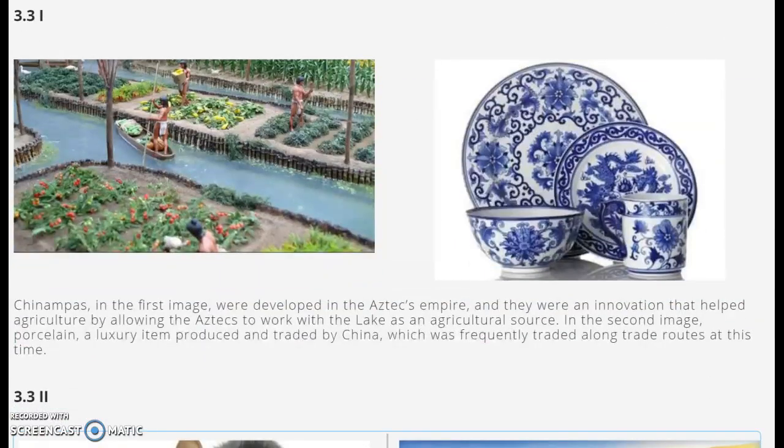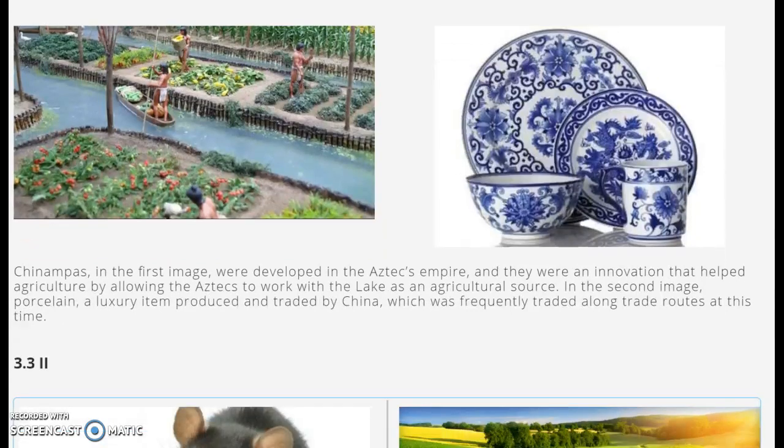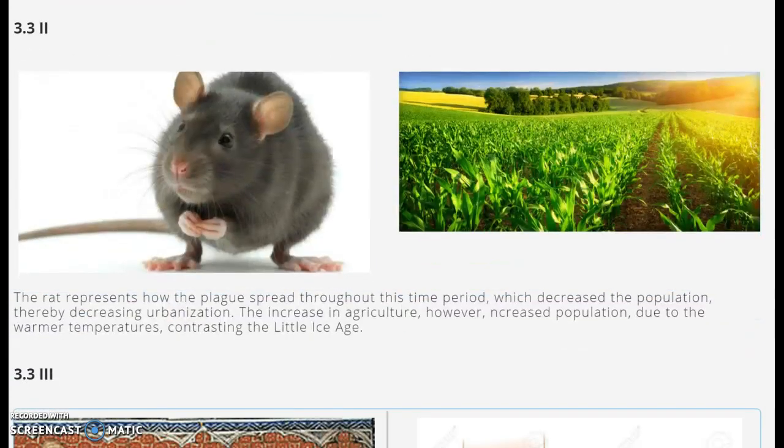Some evidence for this: the first picture is a chinampa, and that was used in the Aztec civilization to increase the amount of land that they could farm on their lake. The next one is porcelain, because as discussed earlier, luxury goods would increase, and China produced a lot of porcelain. And then the second one is a rat that represents the plague, because the plague was spread by rats, and that decreased urbanization and population.